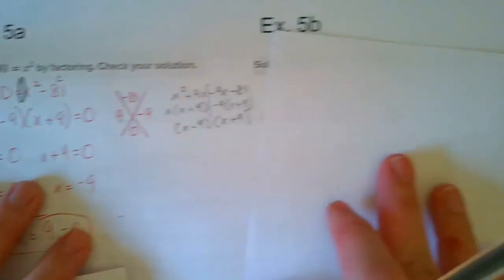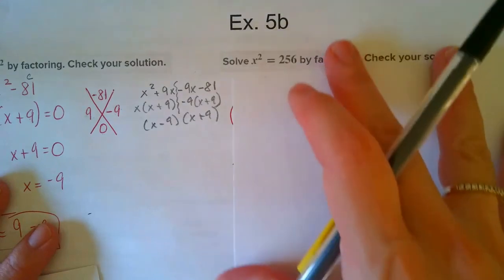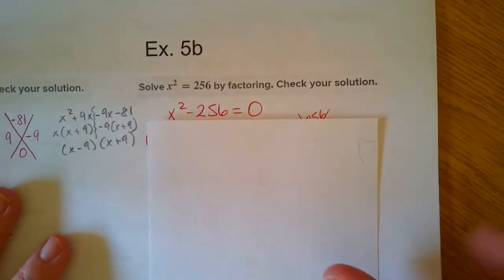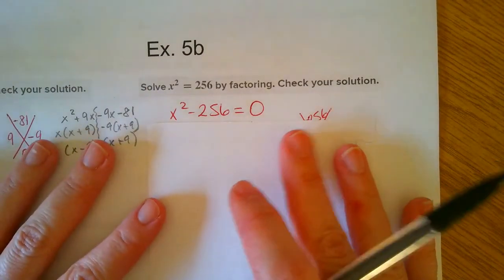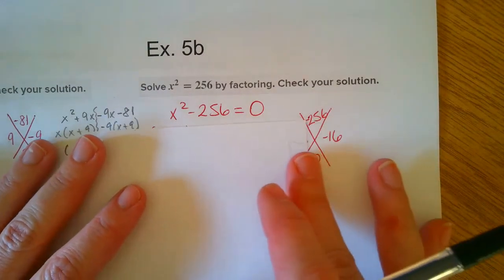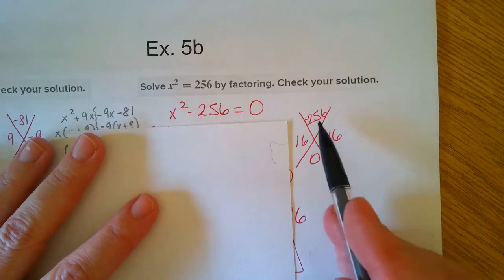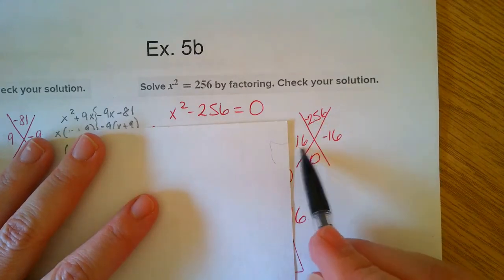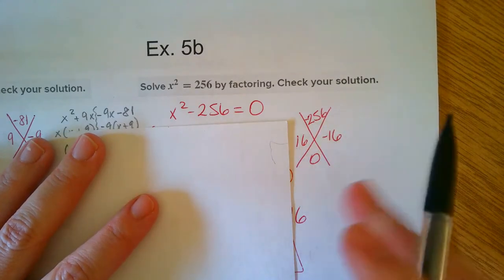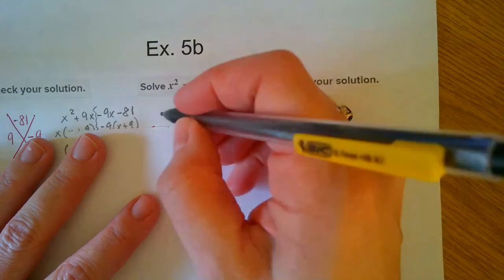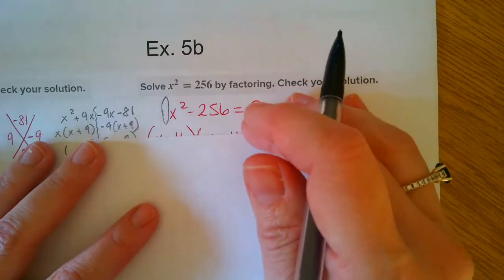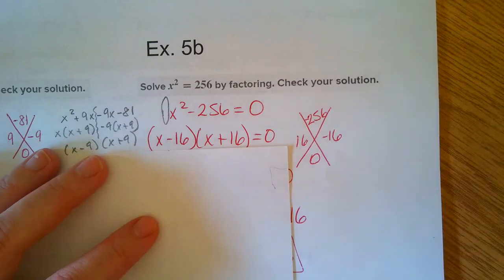Okay, pause the video and try the second example. So hopefully you minused your 256 over this time because you want to keep that x squared positive. That b value is 0, so hopefully you did the square root of 256 and you got 16s, and one of them has to be negative. This is one I can use my shortcut on, so I would do x minus 16 and x plus 16.